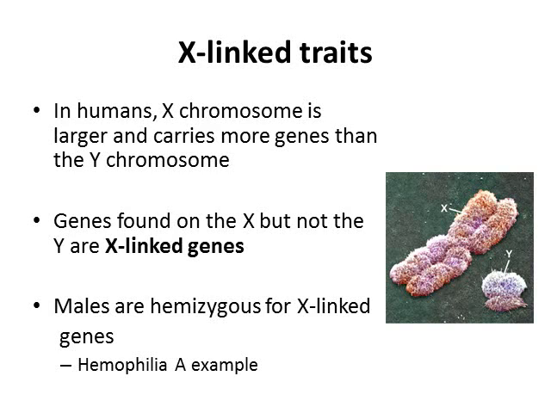Because males are XY, they're said to be hemizygous for X genes. So whatever allele they get on that one X they have, that is the trait they're going to show. Because they're hemizygous, they only have one X. We're going to be looking at Hemophilia A as an example for our X-linked trait.